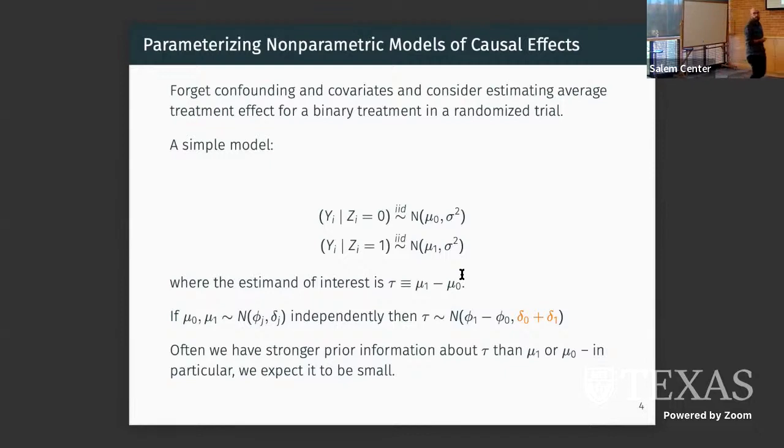Okay? So the prior variance, the regularization that we impose on the treatment effect, is less than the regularization we impose on the expected outcomes under treatment, the expected outcomes under control. Okay?